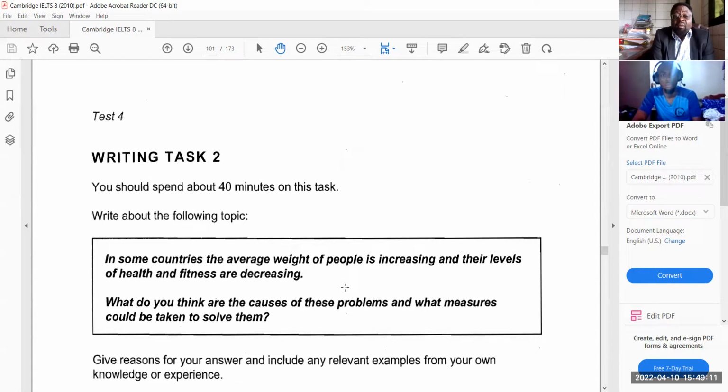of overweight, obesity, and then of health problems. So now it's different. And then to propose measures. Don't forget, when you discuss this, you propose measures and then you give relevant examples.